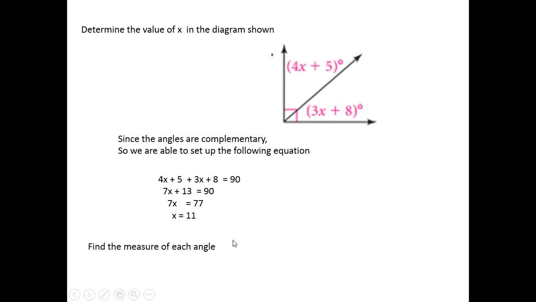Should we want to find the measure of each angle, we can go back to the algebraic expressions and put in the value of 11 for x. The one angle, 4x plus 5, is 4 times 11 plus 5, or 49 degrees. The other angle, 3x plus 8, with x being 11, is 41 degrees.